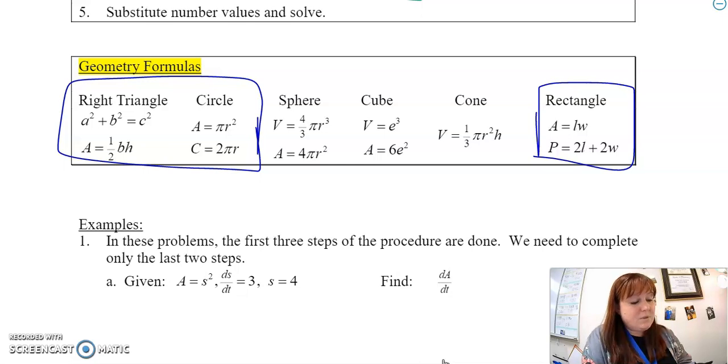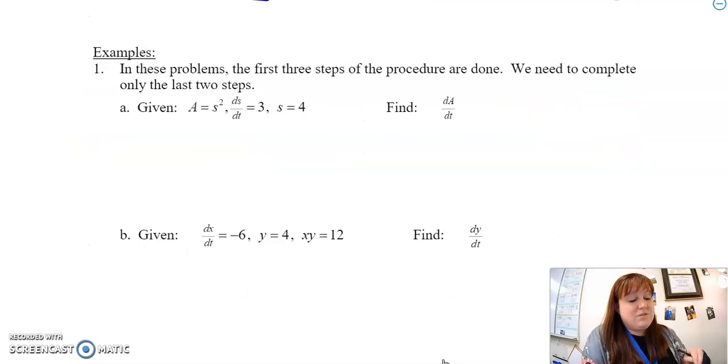Okay. So in these first problems, the first steps are given to us. The first steps are already done. They don't give us the word problem. We don't have to solve the whole thing. We're just going to see what this implicit differentiation actually looks like with respect to t.